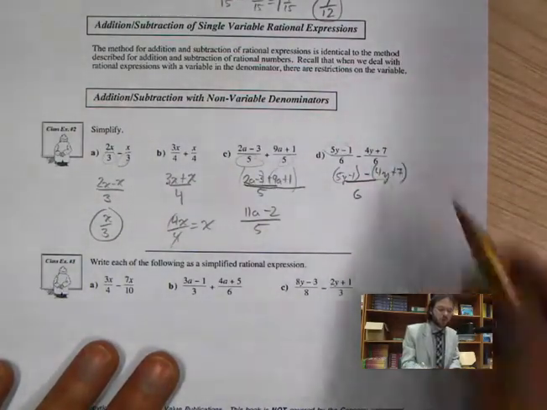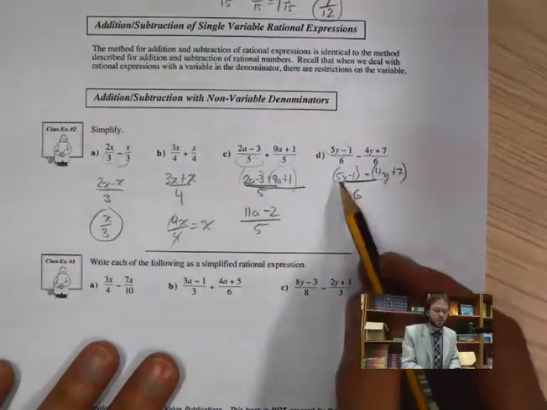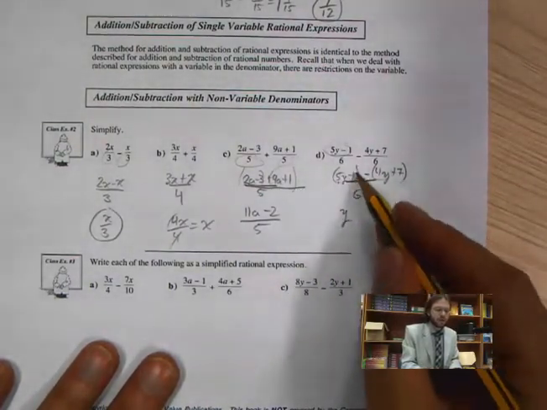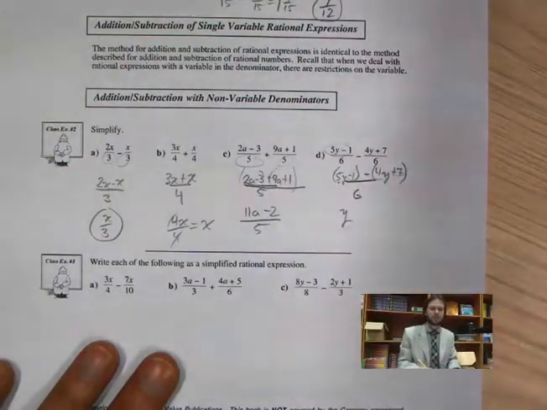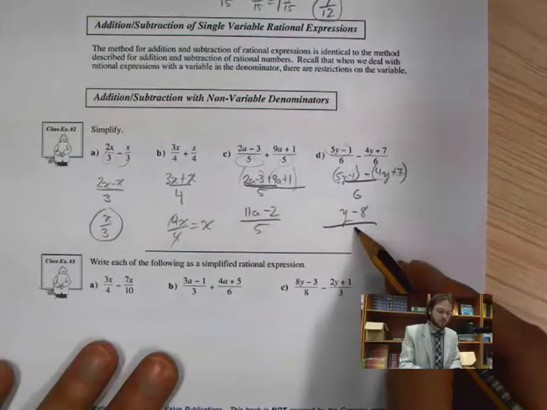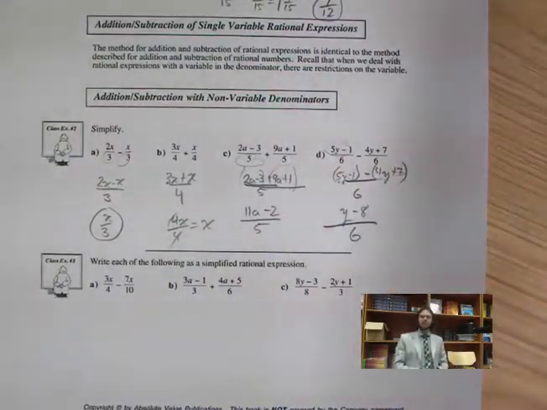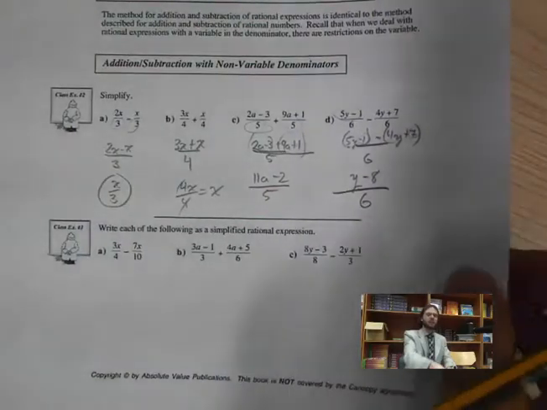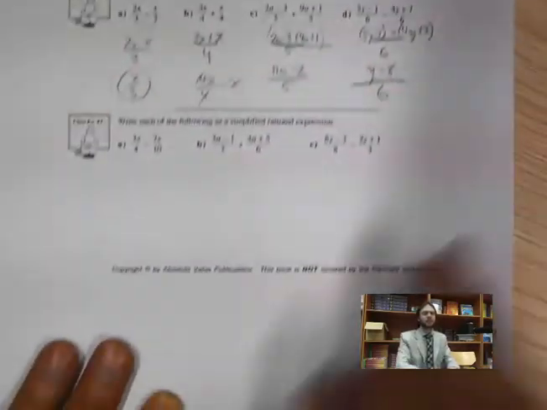And we're subtracting all of this. So I'm subtracting 4y from 5y. That's going to give me just y. And then negative 1 subtract positive 7 gives me negative 8, all over 6. That's it. Okay? Alright, now the next bit here is looking a little bit more complicated.